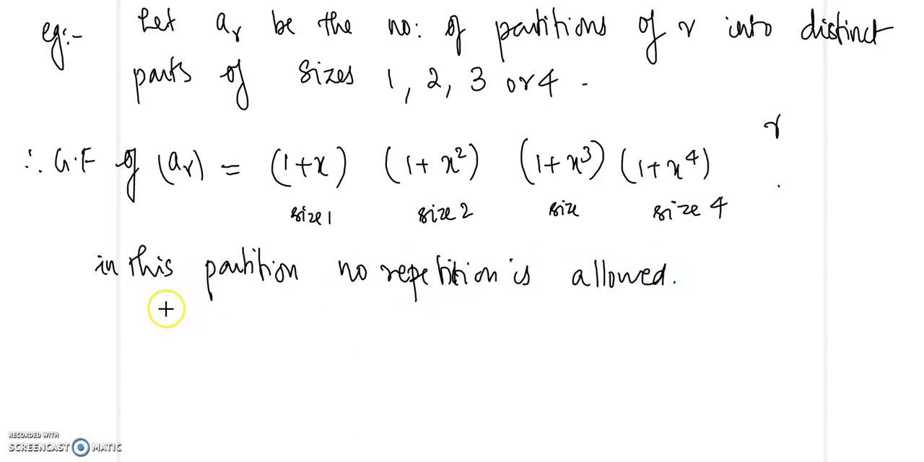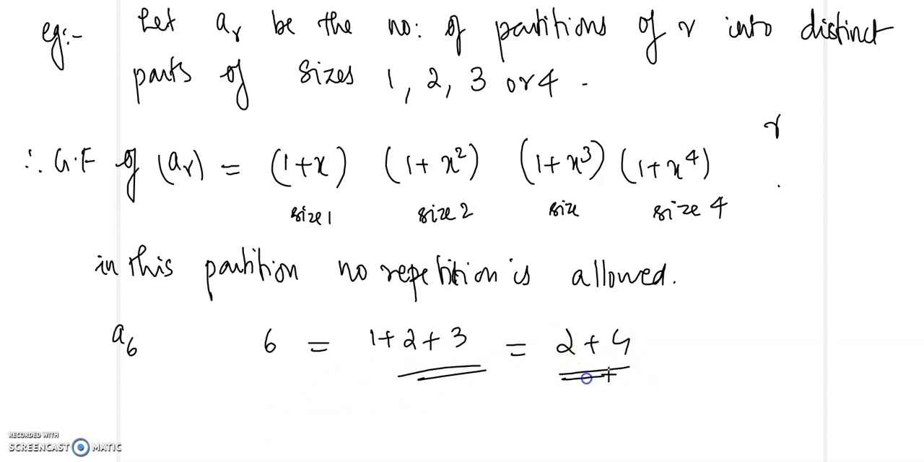So let us look at, say, A6. A6 means the partitions of 6 in terms of 1, 2, 3, 4. So 6 is equal to, we can write 1 plus 2 plus 3. Then or 2 plus 4, that's it. So there are only 2 such representations without any repetition.